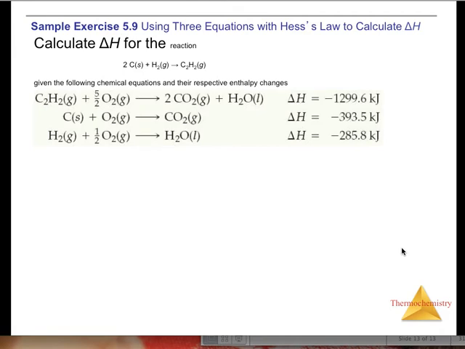Here we have three equations. We're asked to use Hess's law to calculate the change in enthalpy for the reaction given here using these three. I start off the same way. I notice that carbon is a reactant. Looking in my equations, I notice carbon only shows up here. So it's a good guess that this equation is going to be written the same as it's written in my given information.